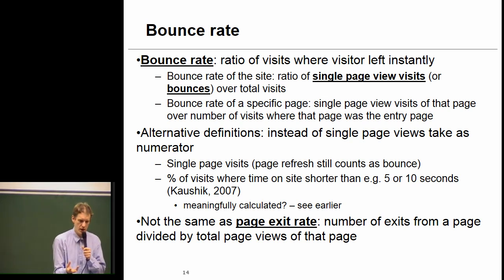So you hit a web page, you're not finding what you're looking for, and you immediately leave afterwards. This is a bounce. I can calculate a bounce rate of the site, which is the ratio of the single page view visits or bounces over the total number of visits. But I can also calculate the bounce rate for a page, which is the single page view visits of that page over the number of visits where that page was the entry page.